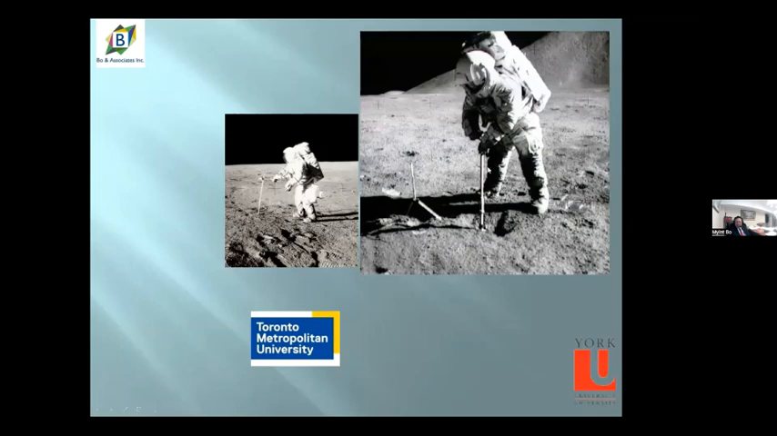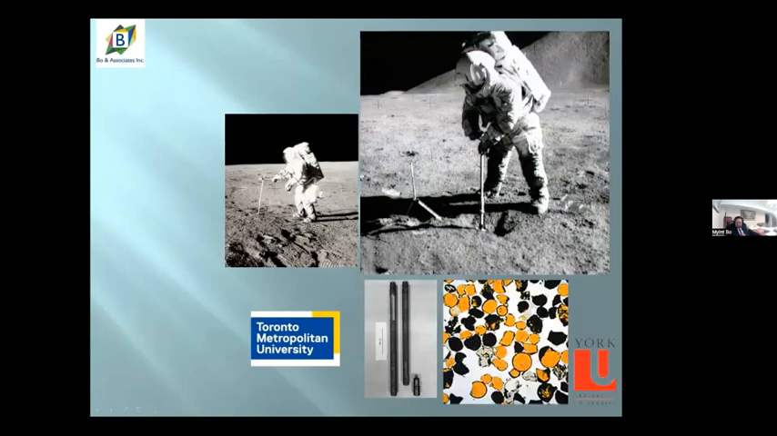This is one of the astronauts using a handheld push sampler to collect a sample. This sampler is a mini type of the SPT sampler, but using static force, you push it down, and then the sample can be collected and brought back to the Earth. And this is a glossy orange lunar soil under the microscope. Another astronaut is using handheld cone penetrometer equipment to measure the resistance of the lunar soil.